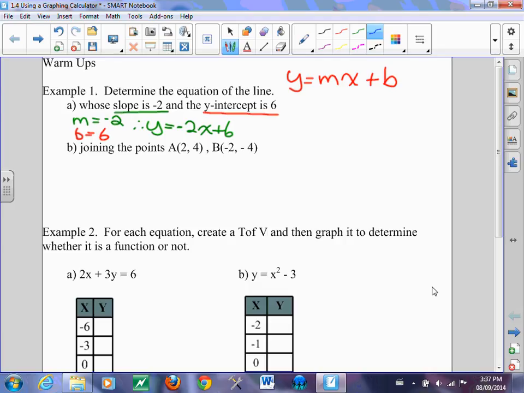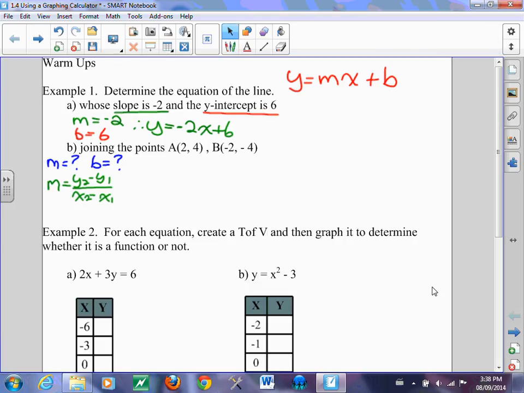When we take a look at example B, we're trying to find the equation of the line joining two points, A and B. Think of them as endpoints. The problem with this is we don't know what m equals, and we don't know what b equals, so we're going to have to figure that out. When we have two ordered pairs, we can use the slope formula: y2 subtract y1 over x2 subtract x1.